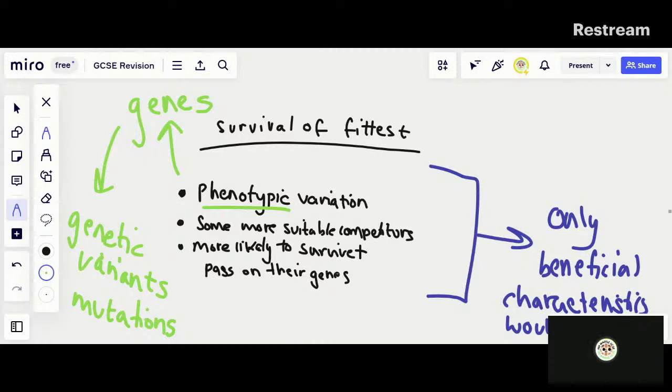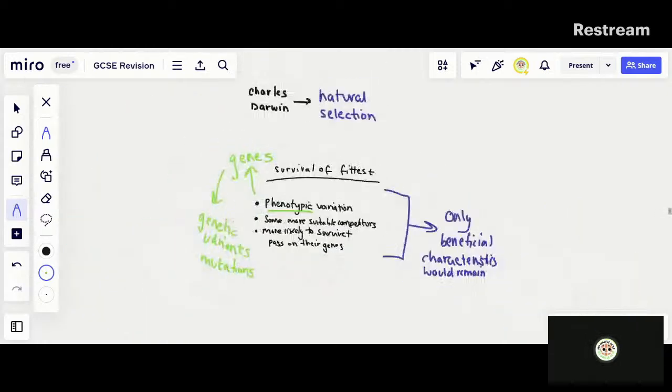Okay, now beneficial variants are passed on to future generations in the genes that parents contribute to their offspring. The development of new species is called speciation.